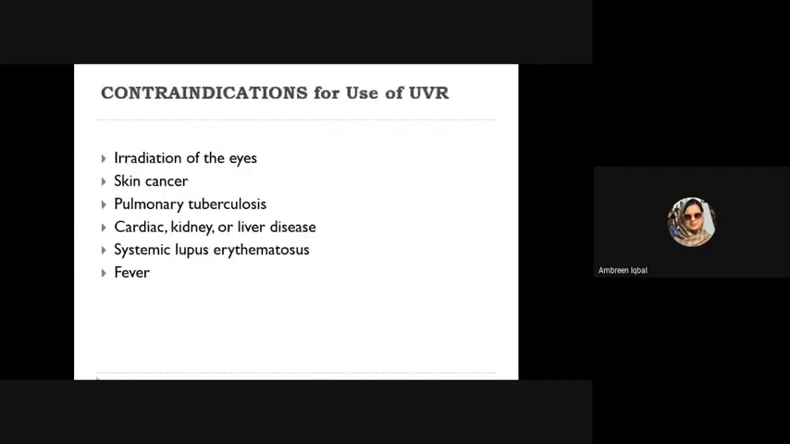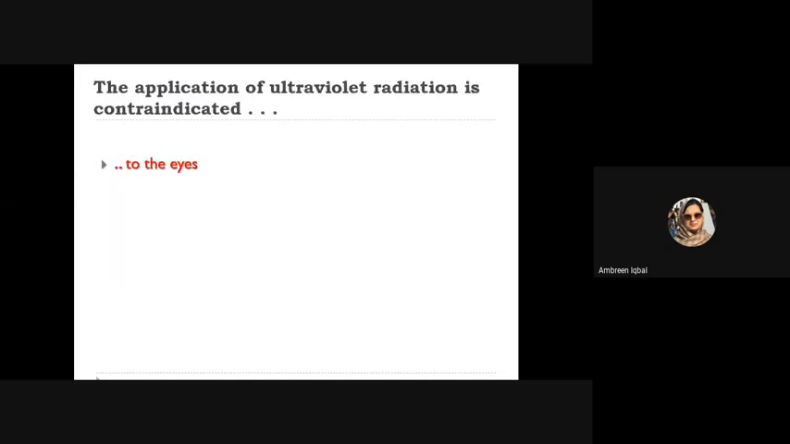The next are certain contraindications for the use of ultraviolet radiation: irradiation of the eyes, skin cancer, pulmonary tuberculosis, cardiac, kidney and liver diseases, systemic lupus erythematosus, and fever. Contraindication basically means a condition in which you are not allowed to use ultraviolet radiation. It means the application of ultraviolet radiation is contraindicated to the eyes. Ultraviolet exposure of the eye should be avoided.